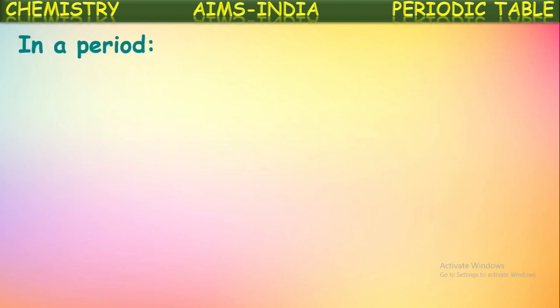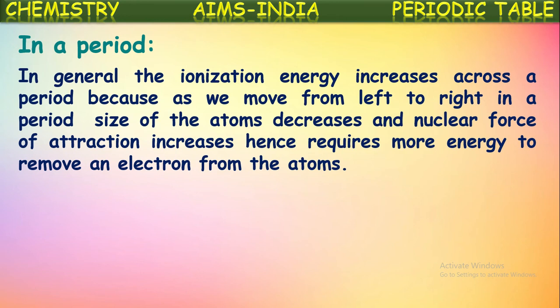Now let us see how it varies in a period. In general, the ionization energy increases across a period because as we move from left to right in a period, the size of the atoms decreases. We have studied that in a period from left to right, atomic size gradually decreases. As the size decreases, what happens? The nuclear force of attraction on the outer electrons increases and hence more energy is required for the removal of an electron. That is, ionization energy is much more.